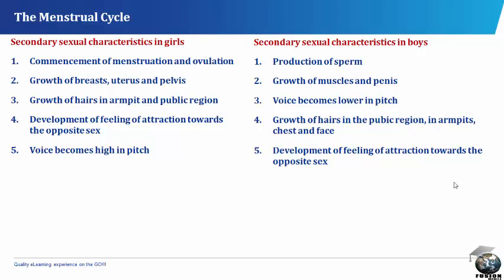For the secondary sexual characteristics in boys, we have 1. Production of the sperm. 2. Growth of muscles and penis. 3. Voice becomes lower in pitch. 4. Growth of hairs in the pubic region, in armpits, chest and face. And 5. Development of feeling of attraction towards the opposite sex. The next video will explain extensively the cycle of menstruation and its various processes in the reproductive system for females.